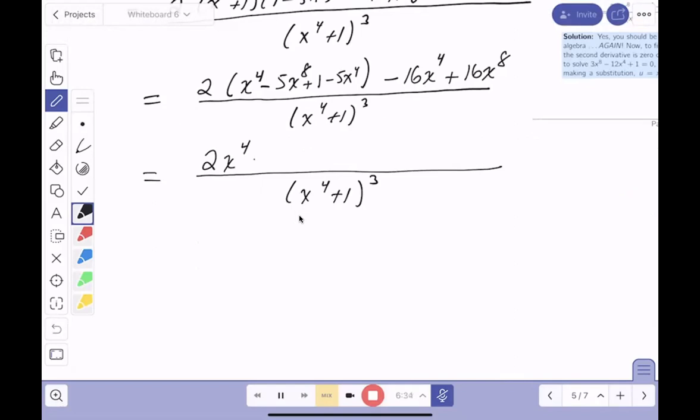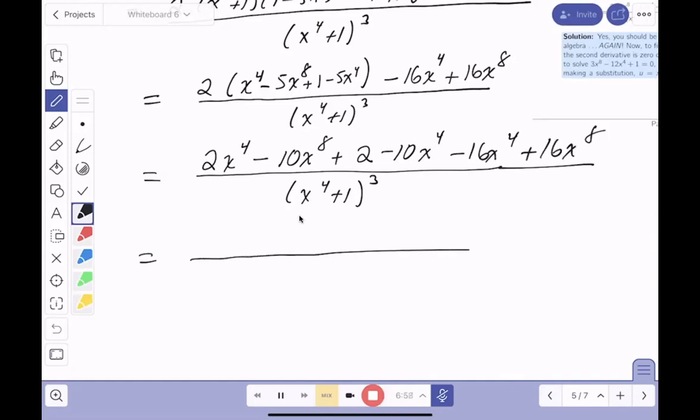2x⁴ minus 10x⁸ plus 2 minus 10x⁴ minus 16x⁴ plus 16x⁸. I'm starting to see sunlight. I'm not saying I'm right though. Let's take a look at what we got here. Well, I'm seeing like terms now, right? I'm seeing this term and this term. If I add those two terms together, what would I get? 6x⁸.